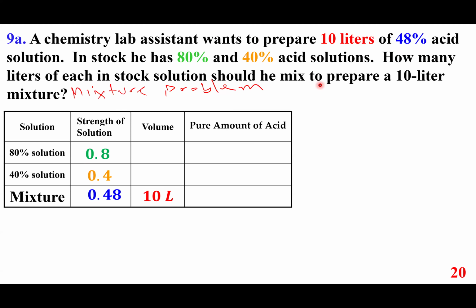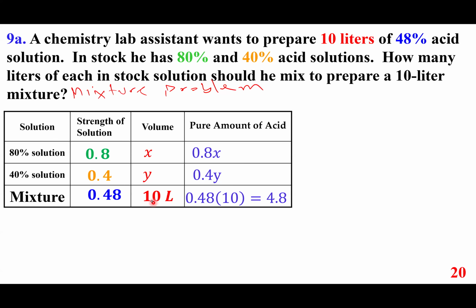How many liters of each? We have no idea. We're going to say X and Y, for example. Let X represent the volume of the 80% solution. Let Y represent the volume of the 40% solution. In which case, if something is 80%, that means the pure amount is 0.8 times X. If something is 40% solution, that means the pure actual amount is 0.4 times Y. And of course, the result, 0.48 times 10, or 4.8.